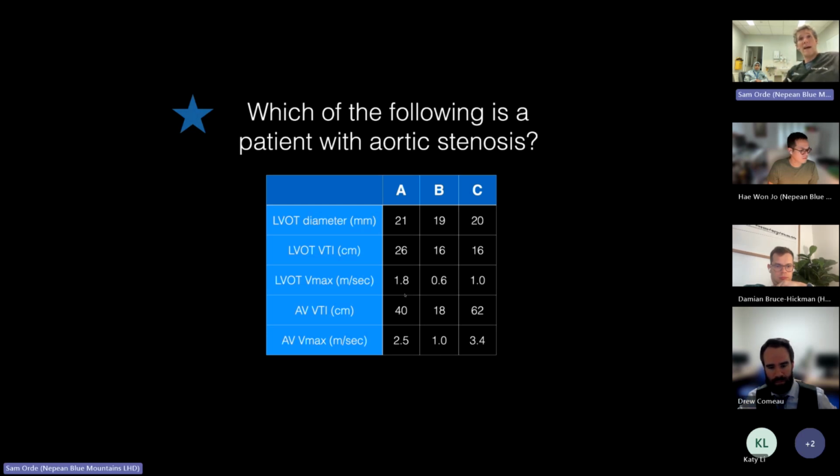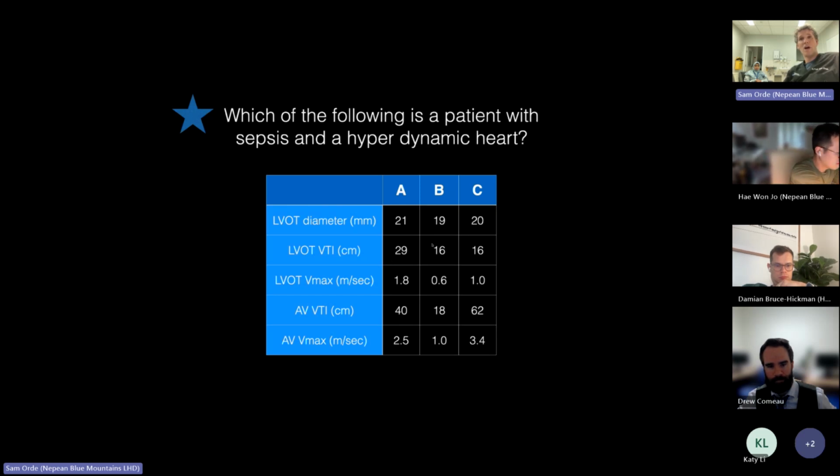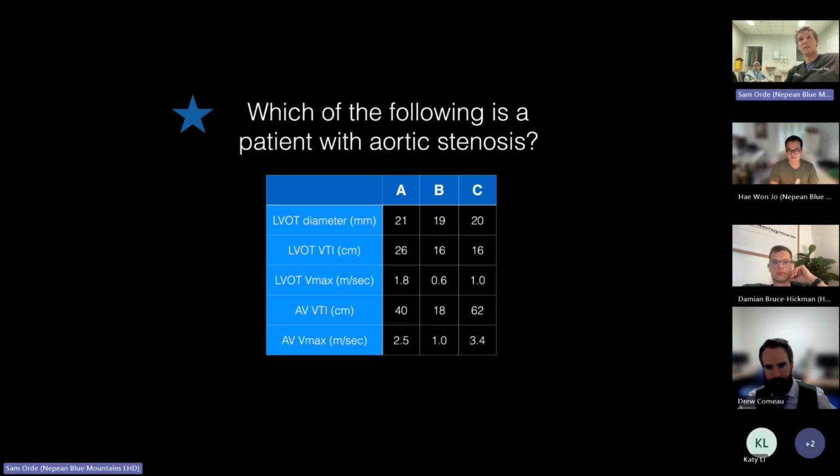Yeah. So the example would be someone who's got that high VTI, it's probably better on this one, high VTI, high Vmax, but the DSI is about right, who's got high Vmaxes. So that's someone who's in a hyperdynamic state or exercising. B is someone who's got low VTI, low Vmaxes, who's someone who's in cardiogenic shock. And C is someone who's got low LVOT VTIs, high aortic valve VTIs, high aortic valve gradients, that's aortic stenosis. Very nice.